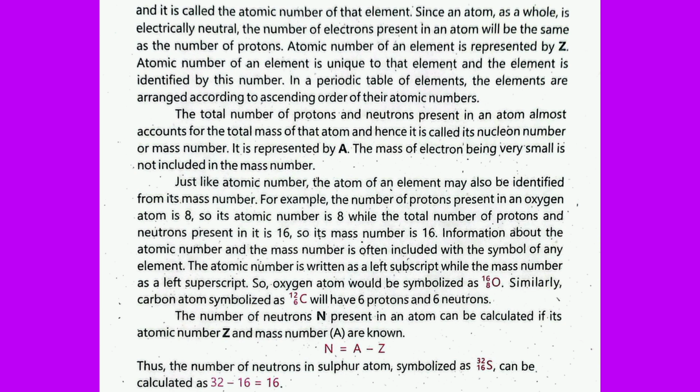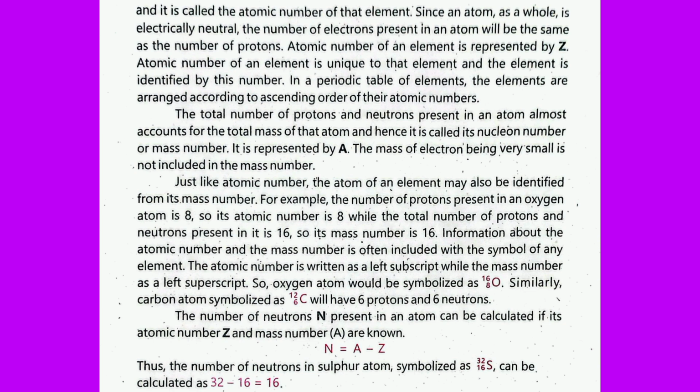For example, the number of protons present in an oxygen atom is 8, so its atomic number is 8, while the total number of protons and neutrons present in it is 16, so its mass number is 16. Information about the atomic number and the mass number is often included with the symbol of any element. The atomic number is written as a left subscript while the mass number as a left superscript, so the oxygen atom will be symbolized as oxygen 8 16. Similarly, the carbon atom is symbolized as carbon 6 12, which has 6 protons and 6 neutrons.